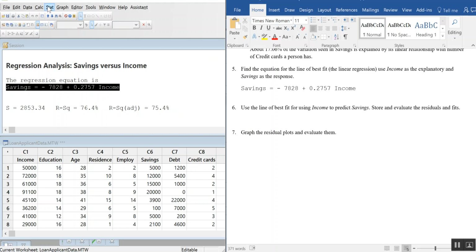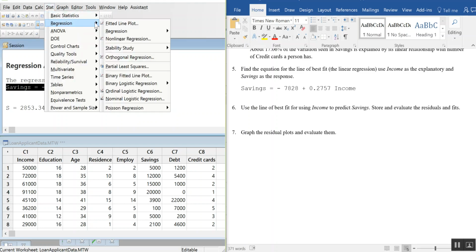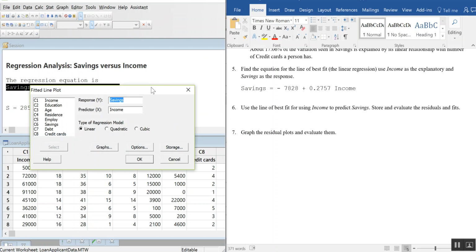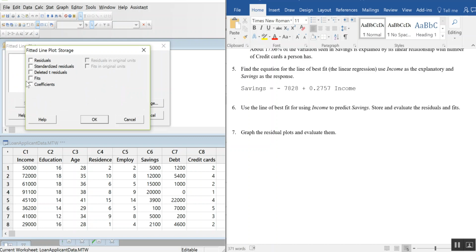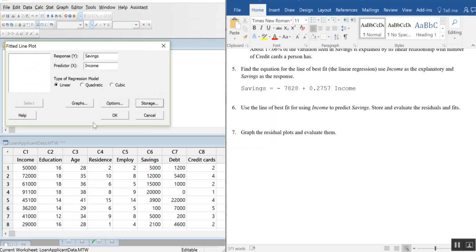Let's make those. So if we go back to Stat, Regression, and then Fitted Line Plot, we can find this option within the Storage key. So I'm going to hit that now. And then it asks you, hey, would you like some of this stuff? And I'm like, heck yeah, I want some residuals and some fits, because that's what I'm asked for in this question. So I can go ahead and hit OK.